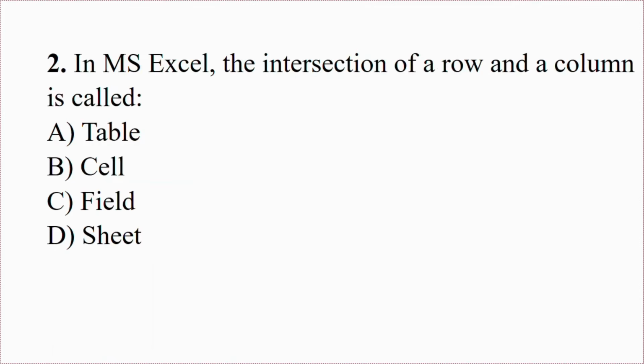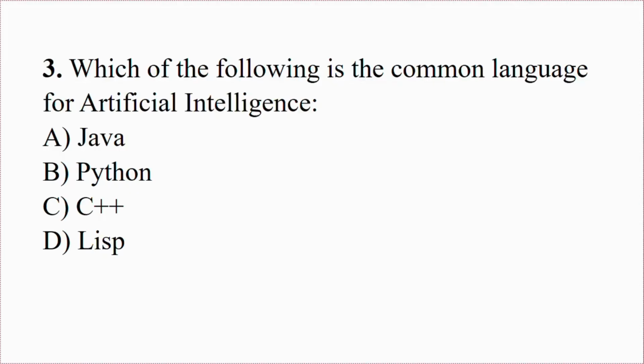The next question is: in MS Excel, the intersection of a row and a column is called A. Table, B. Cell, C. Field, D. Sheet. The correct answer is B, that is cell. The next question is: which of the following is the common language for artificial intelligence? A. Java, B. Python, C. C++, D. Lisp. The correct answer is B, that is Python.